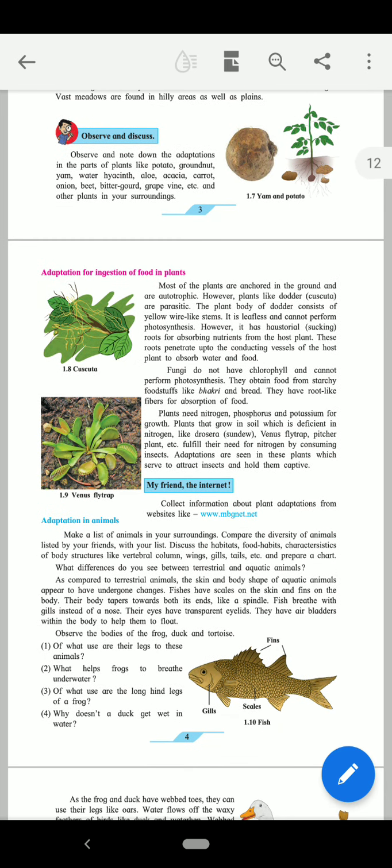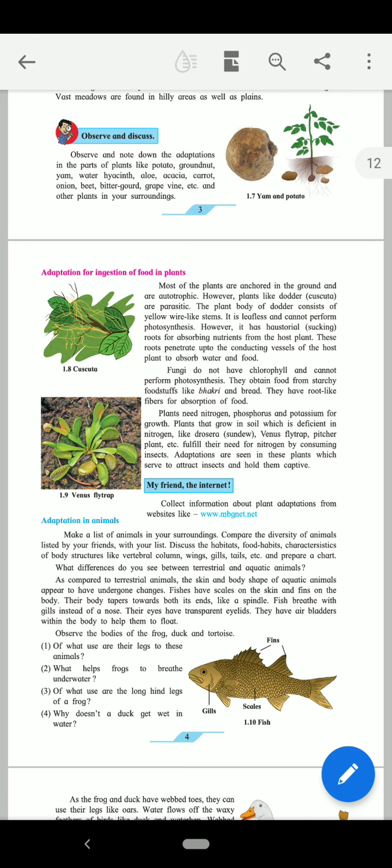Next, we have seen adaptation for ingestion of food in plants. As all the plants are not autotroph, some adaptation is made among them so that they can survive. In this, we have seen three examples: Cuscuta, Venus flytrap, and fungi. They are not autotroph plants. They are unable to make their own food.